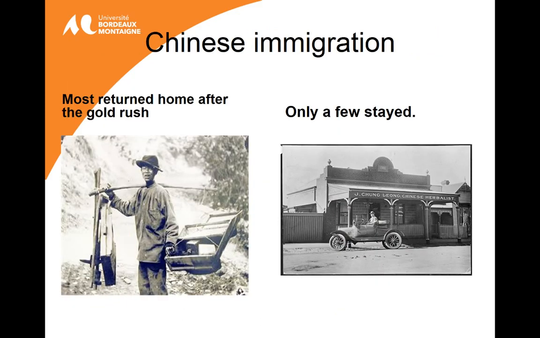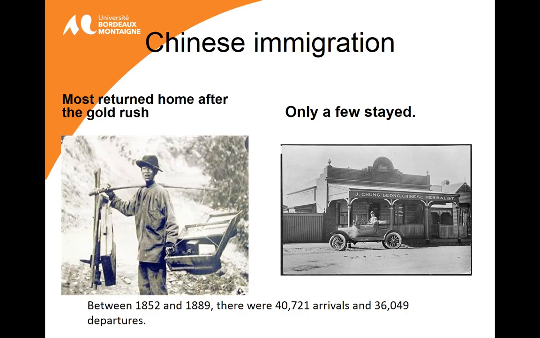The gold rush also saw the arrival of the first Chinese in important numbers since the arrival of the Europeans in Australia. So most of them returned home after the gold rush, and you can see that some of them stayed. So just to give you the figures there, between 1852 and 1889 there were about 40,000 arrivals and 36,000 departures.